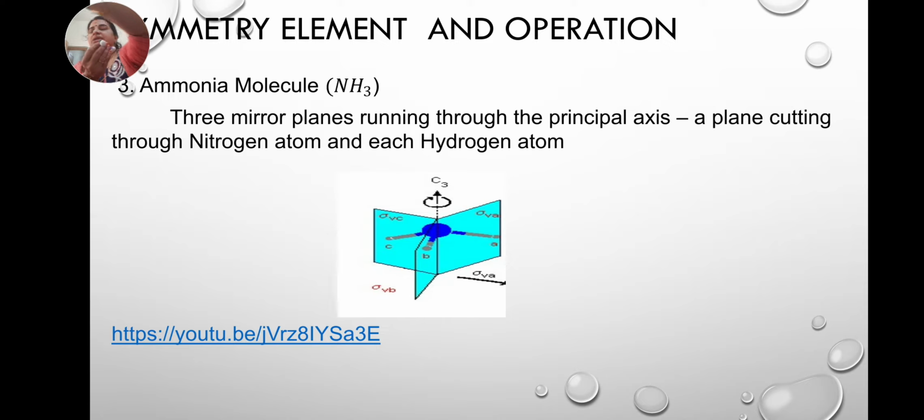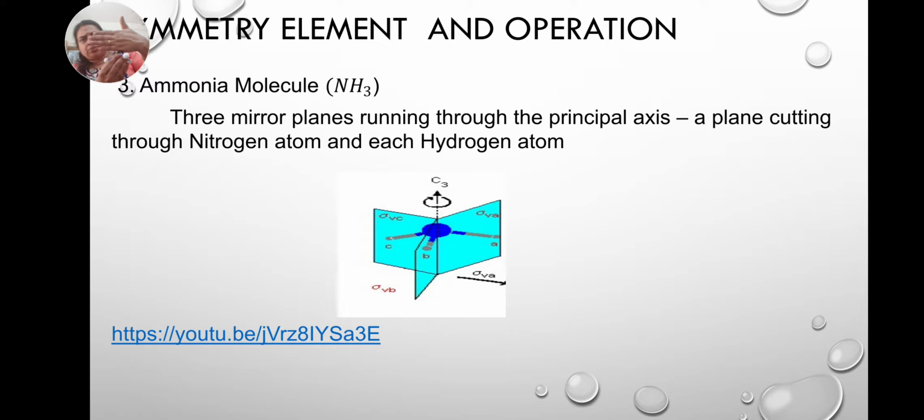That is how we can cut it. Imagine if you cut like this, through the nitrogen, you won't get an identical structure. Okay, but if you cut it in this way, you will get an identical structure. That is, the plane should go through one nitrogen and the middle of one hydrogen. Similarly, another plane through the nitrogen and the middle of another hydrogen. This is another, you have to cut like this.